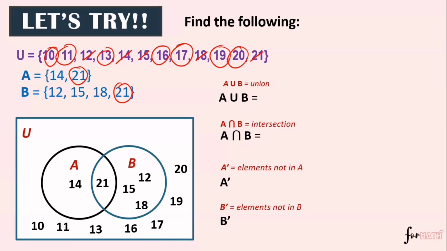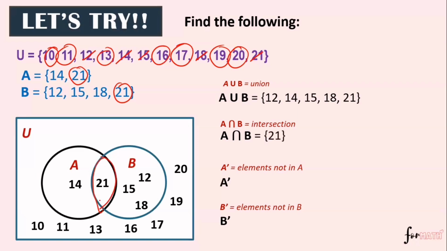Okay? Now, let us find the A union B. Okay? Pag sinabi natin union, yung combination, i-combine natin yung set A at set B. Okay? So, we got 12, 14, 18, 15, 21. Okay? So, nasa loob nung bilog. Okay? Next, pag tinanong naman, what is the intersection or A intersect B? So, the answer is yung intersection ni A and B.